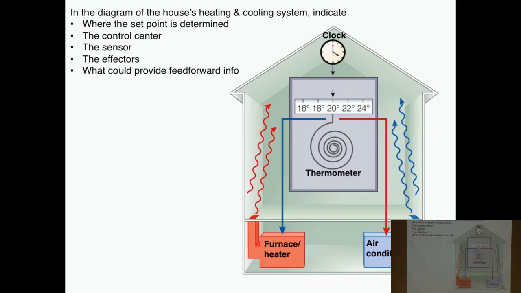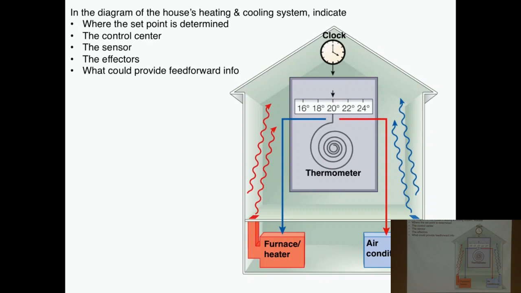And so the control center here, this thermostat, has the sensor, it contains the set point, and it's also going to perform that error calculation and throw an error signal if the current temperature, as measured by the thermometer, is distinct from the set point that was set in the thermostat. Does that make sense? Okay. So what would be the effectors? So we've got the furnace and the air conditioner. And so can anybody tell me how is it that they're getting activated?